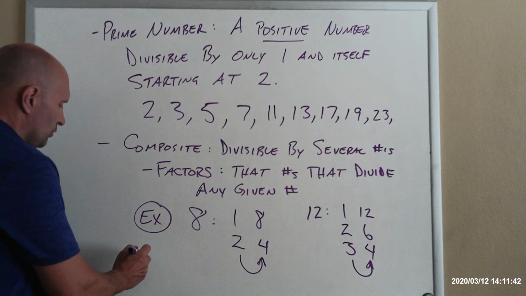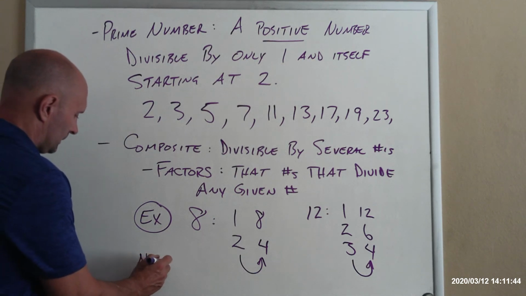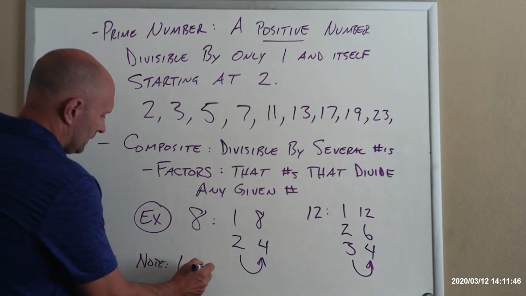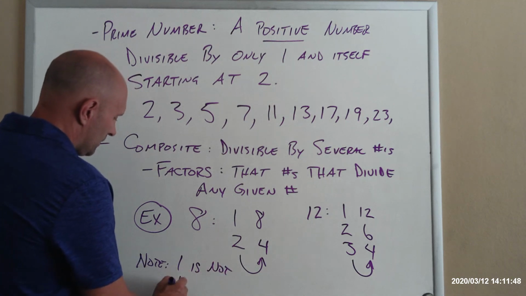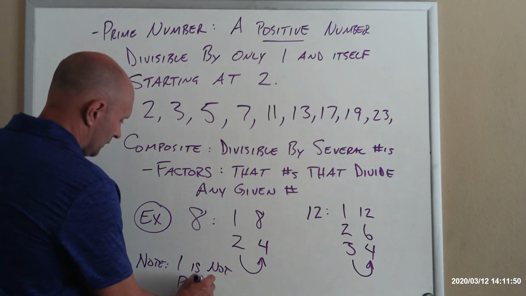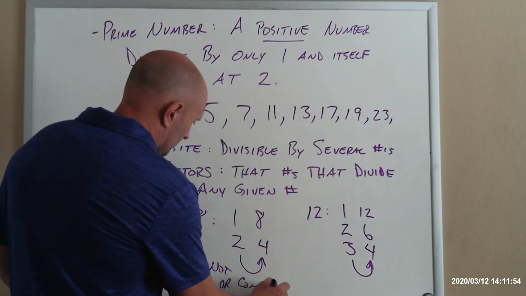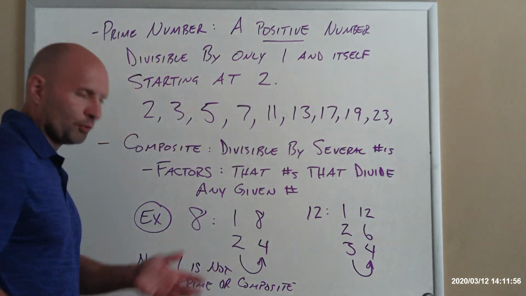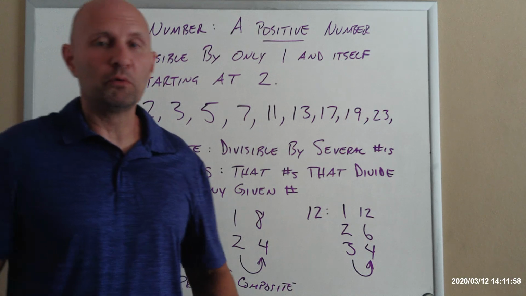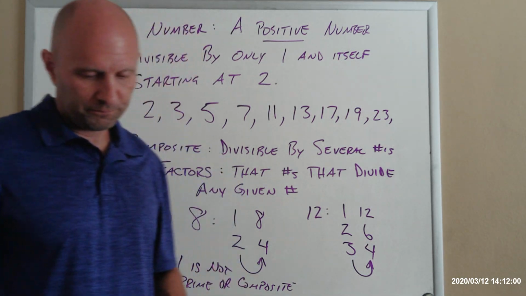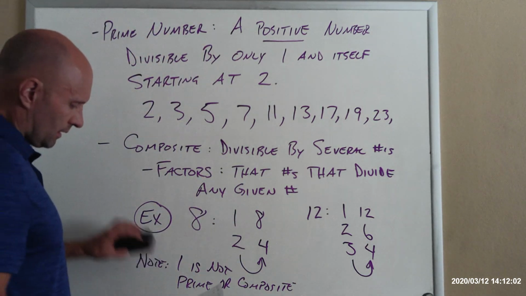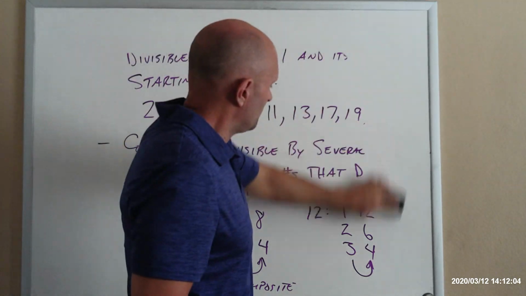And then just a note, 1 is not prime or composite. Own special number, we don't call it a prime number, we don't call it a composite number. All right, next, number properties.